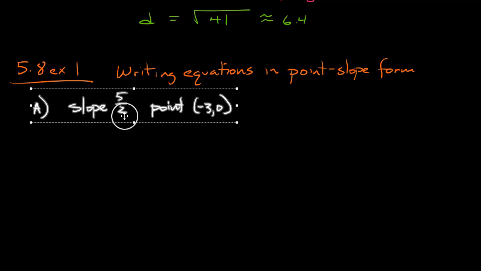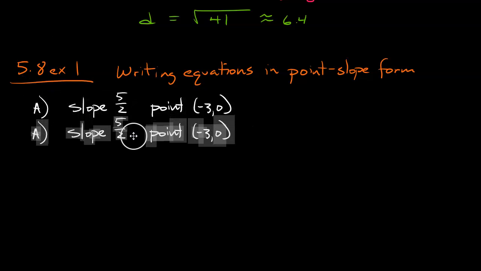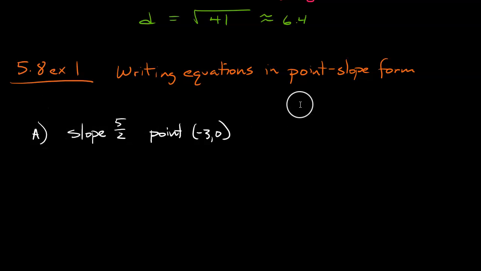Oh, I didn't even give you the point-slope equation. I'm not expecting you to remember it. Point-slope form is y minus y1 equals slope times x minus x1. This is called point-slope form.